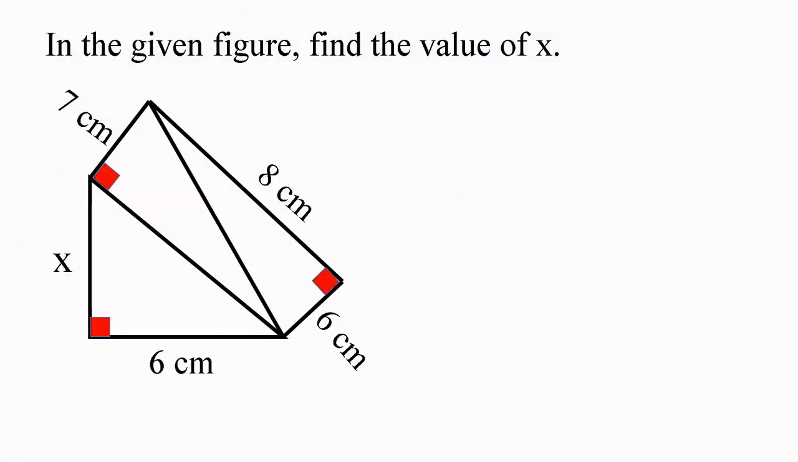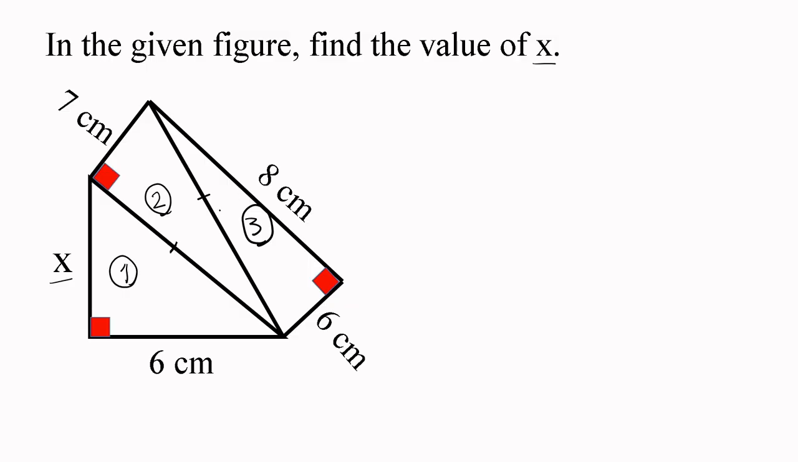Here, we have too many right triangles. And what does the question want? The question wants us to find the value of x. I'm going to call this right triangle 1. Can I start with 1? No, because I do not know the value of x and this side. Can I start with triangle 2? No. Why? Because I do not know the value of this one and this one. So, the only choice that I have is starting with triangle number 3.